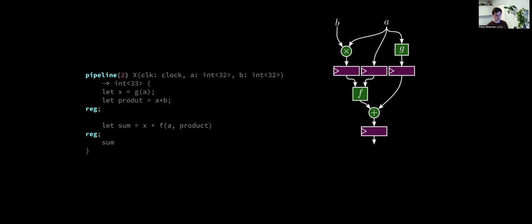Then inside the body of the pipeline, when we want to have a stage, we put a reg statement, and it will essentially take all the variables above the reg statement and put them in registers. And then when you refer to them below the reg statement, it will refer to the registered version. So this x here, for example, will not refer to this x, but the x that has gone through a register. And you can see quite clearly that one reg corresponds to one cut in the graph here, and one reg corresponds to a cut in the graph here.